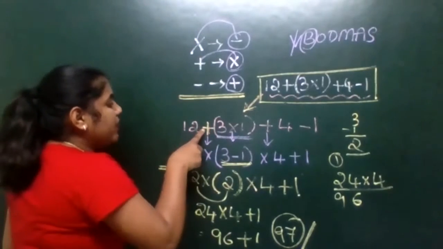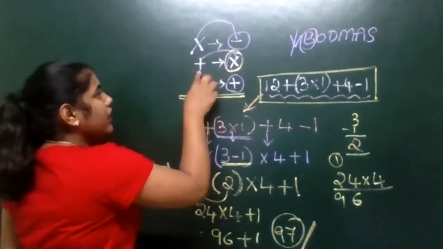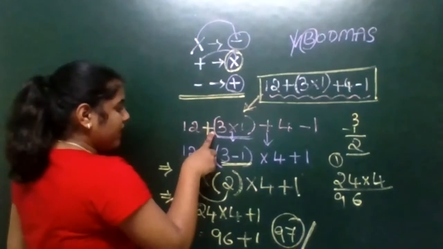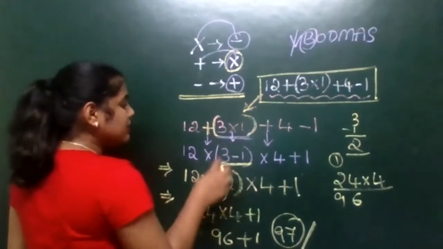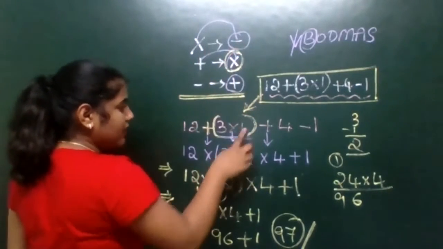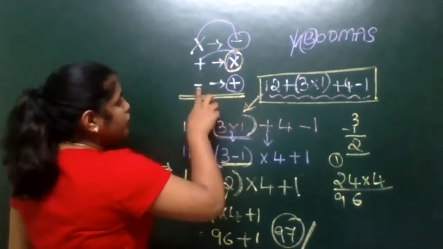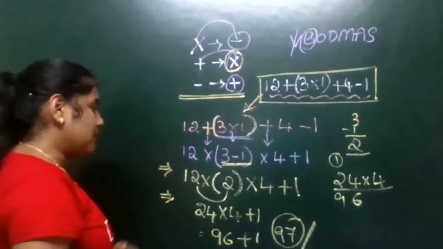Okay, 12. In the place of plus, I have to write multiplication. See here, in the place of plus, I have written multiplication. Bracket as it is. In the place of into, I have to write minus 1. In the place of plus, I have to write into. In the place of minus, plus 1. Now simplification. What is my simplification?